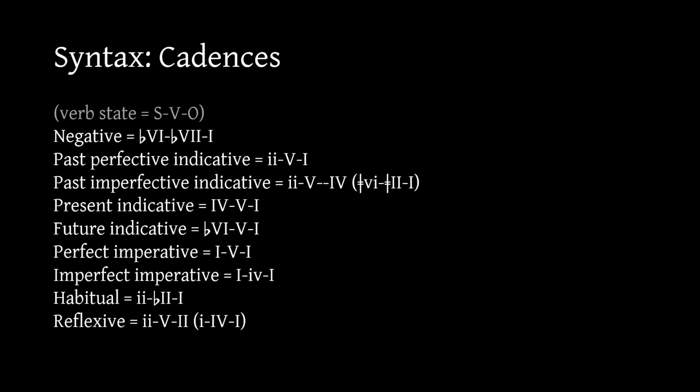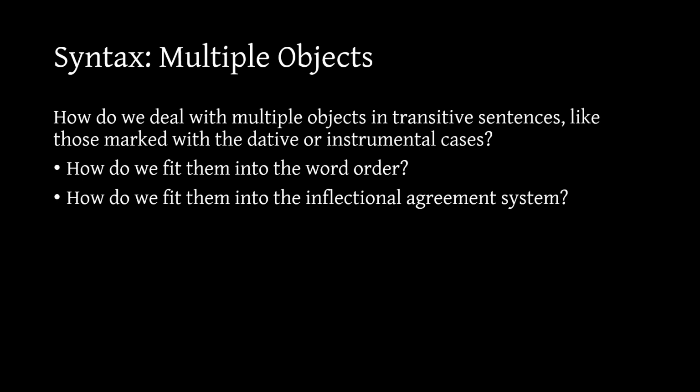Now, you might have noticed by now that there's this strict word order. So how do we deal with multiple objects? Like, what do we do with "I give him the bread"? How do we deal with sentences that have multiple objects like that? And how do we fit them into the inflectional agreement system?